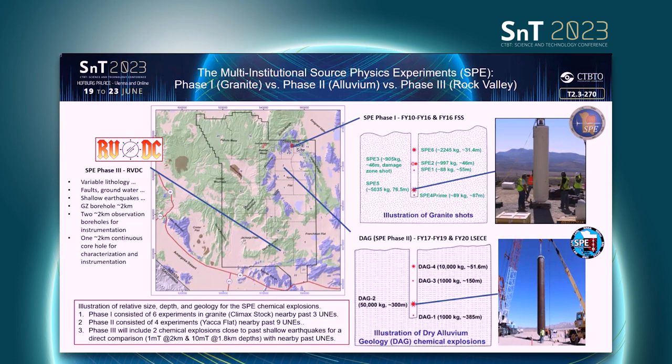For the RVDC, which is on the left-hand side, we're going to drill, as Rob showed, two observation boreholes. They are about 2 kilometers deep. The working point borehole is going to be about 2 kilometers deep and about 40 to 48 inches in diameter. Next to each of these shots or campaigns, there are several nuclear shots that we can compare to. The first two phases were mainly to understand the genesis of the shear motion that is used in the PS ratio to discriminate between nuclear and explosive shots, while phase three is more oriented to comparing explosions to earthquakes.